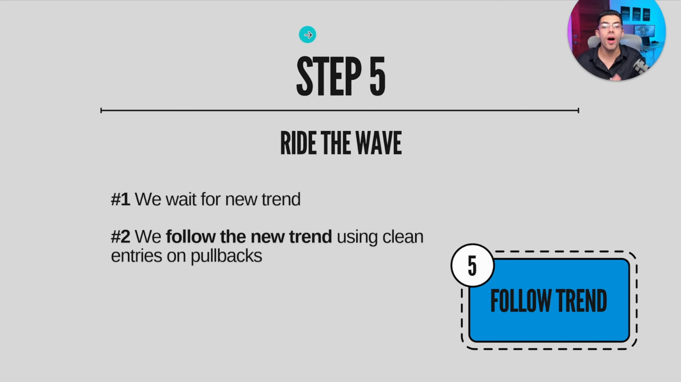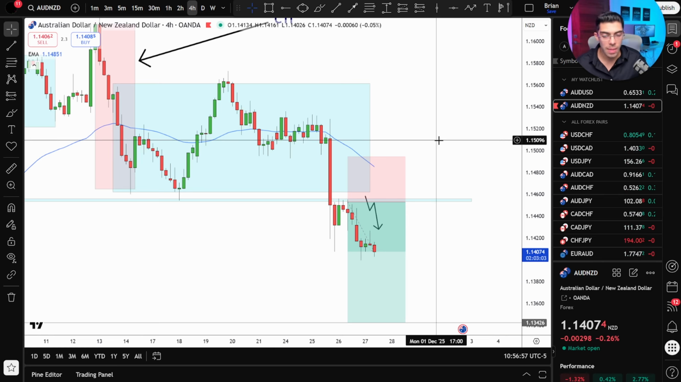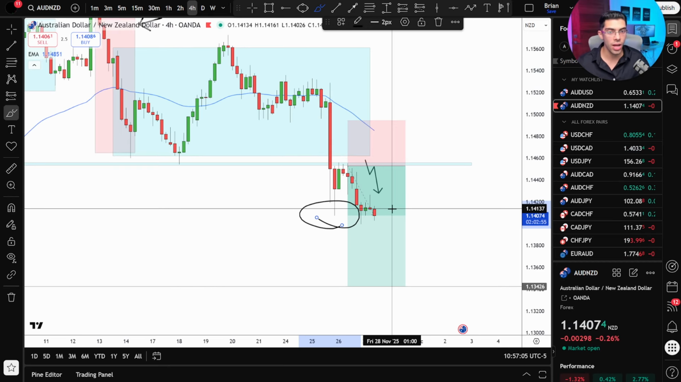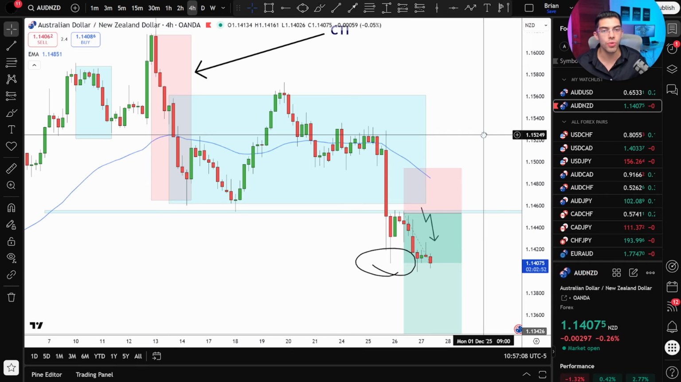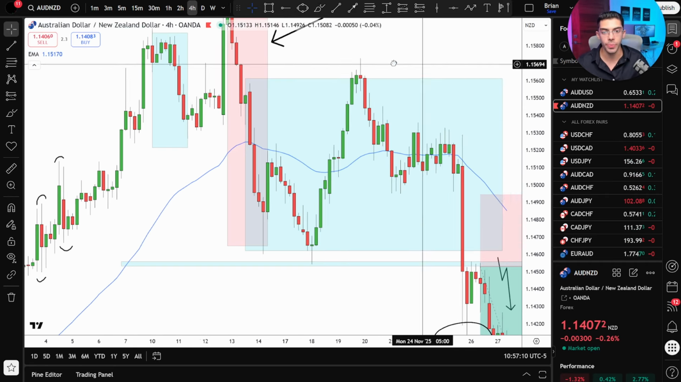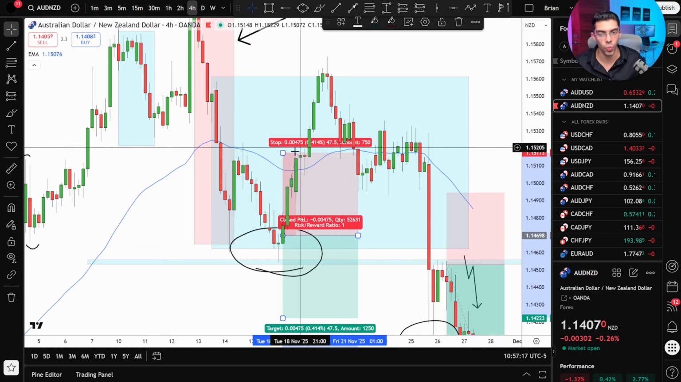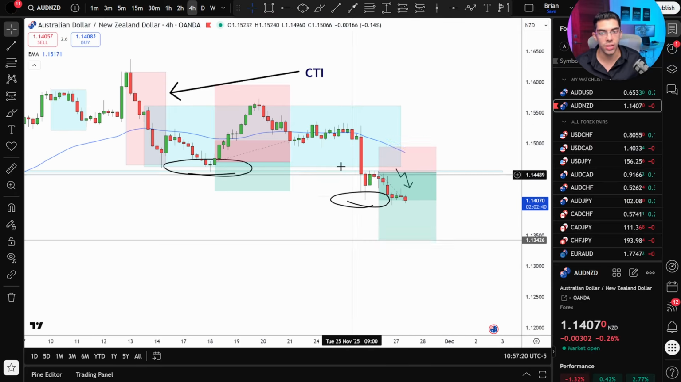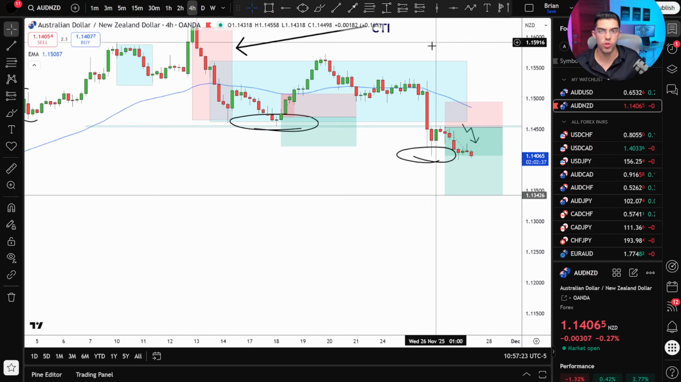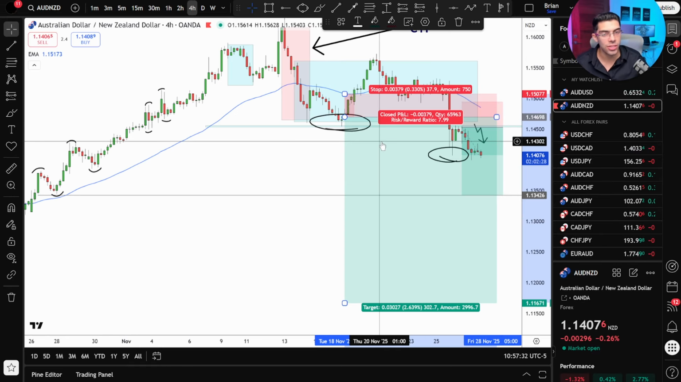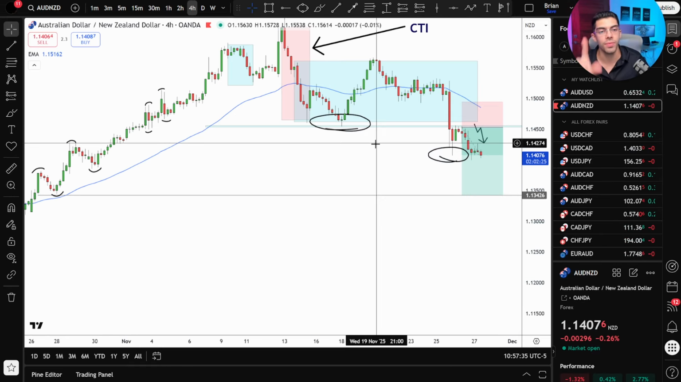Number 2, we follow the new trend and we enter in with clean entries on a pullback. So you're always going to enter in on a pullback. You never want to enter at the bottom of the move. I don't care if you're correct on the trend or not. You're going to lose so many trades because it's going to immediately go into drawdown. Let's say, for example, you spot that CTI and then you immediately take the sell down here. You're going to lose that trade no matter what. And even if this market eventually goes down thousands of pips, right? And you were the first one to spot that shift in trend, you're still losing because you entered at the wrong point. Always enter in at a pullback.